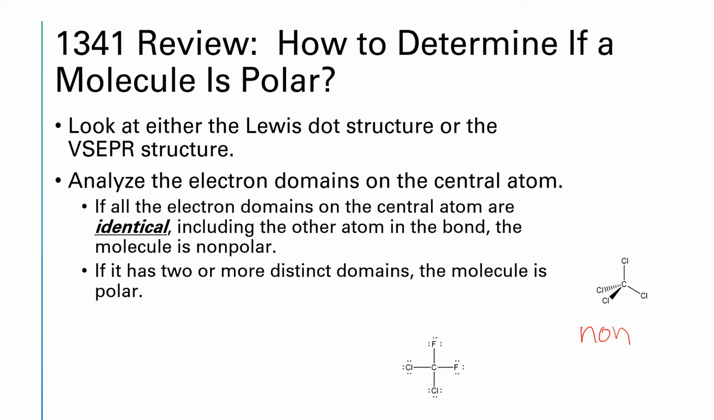Let's see what else we have. Here's a very similar molecule. This is dichlorodifluoromethane. So it's still a carbon at the center like the previous example, but now instead of having 4 chlorines, 2 of those outside atoms are fluorines. Well, that means that the electron domains are different because 2 of these domains are single bonds to chlorine and 2 of these domains are single bonds to fluorine. So the fact that it has 2 distinct domains means that this molecule will be polar.